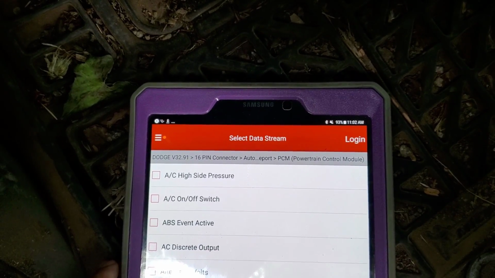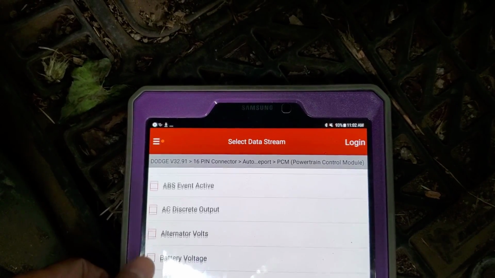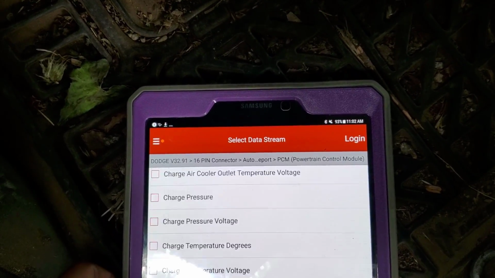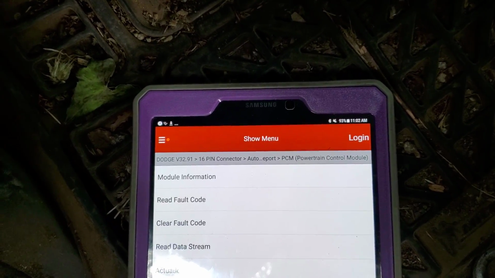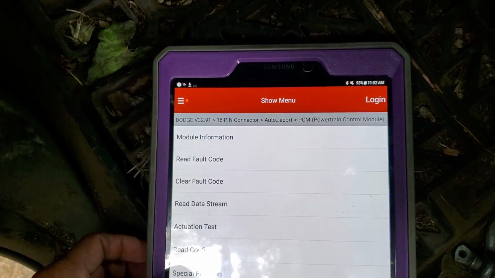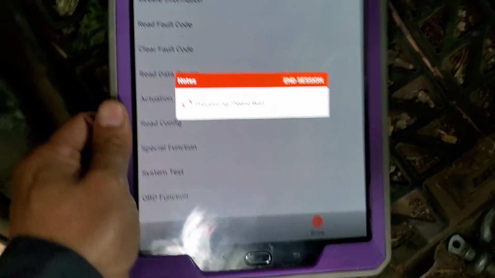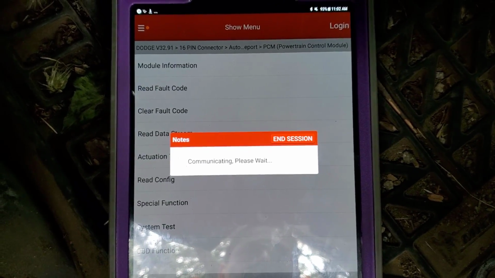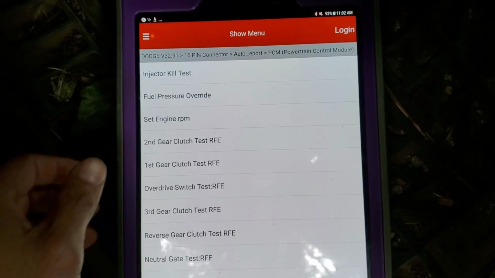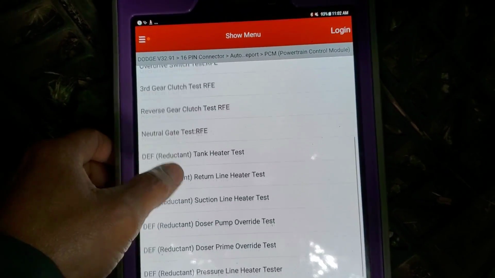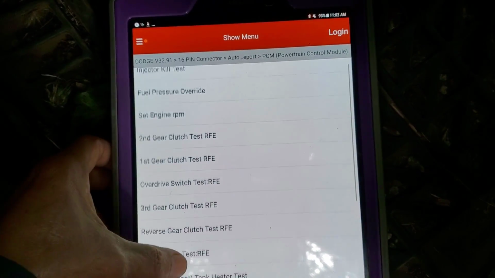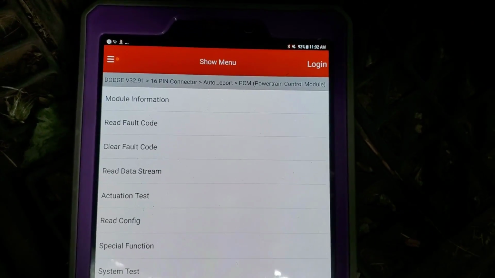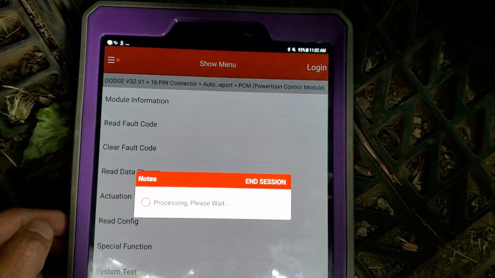We're gonna go for data stream. Well, first, we're gonna go to activate component, system test, and I'm gonna activate the cooling fan and check resistance. Those two are gonna be the first tests we're gonna do. What is it? Oh, it's not on system test. It's gonna be on a special function probably.